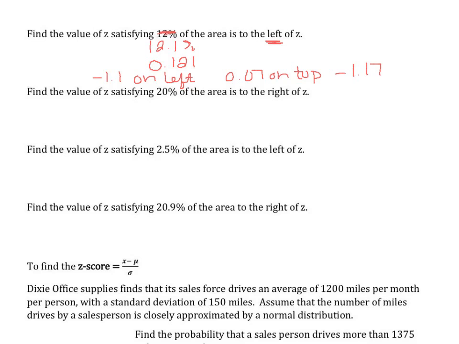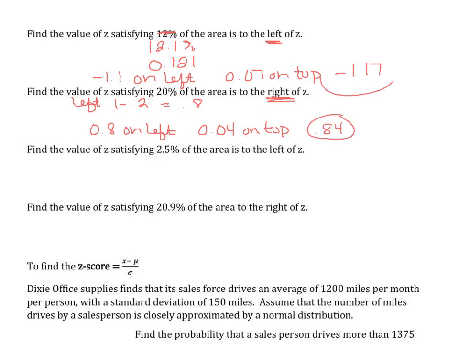Let's try another one. Find the value of z satisfying 20% of the area to the right of z. So now we're thinking to the right, it's automatically shaded to the left. So 20% would be 0.2. So to find the left-hand side, we would have to take 1 minus 0.2, which is 0.8. So looking at the body of our table, look for 0.8, and you will see that 0.8 is reflected with 0.8 on the left and 0.04 on the top. So it would be 0.84 would be our z-score.